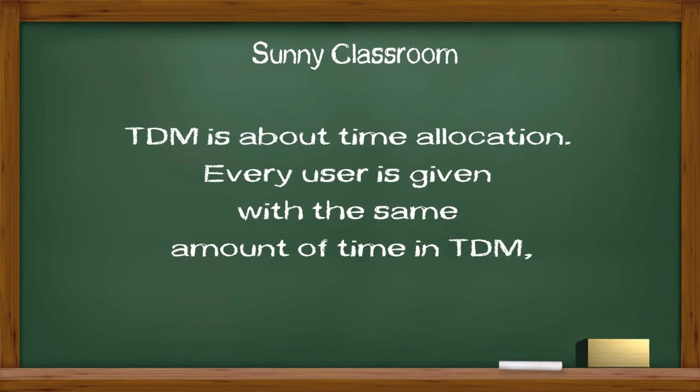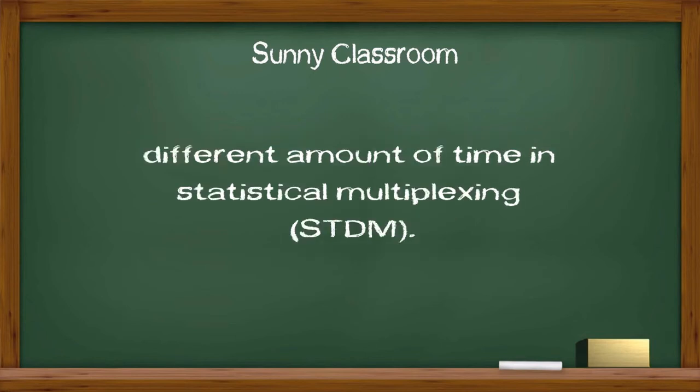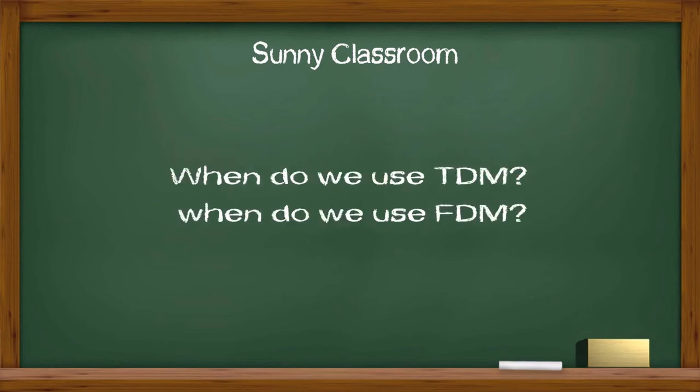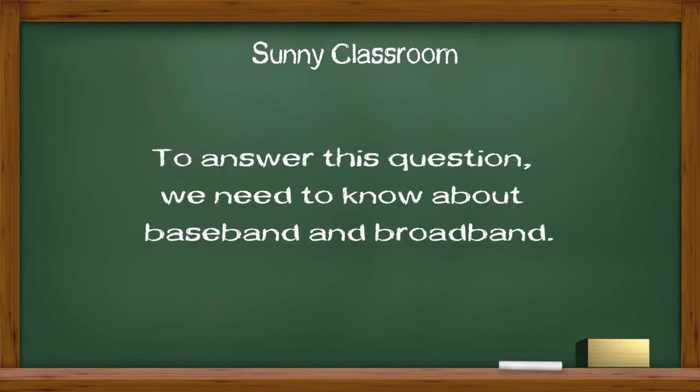TDM is about time allocation. Every user is given the same amount of time in TDM or a different amount of time in statistical multiplexing. You may ask, when do we use TDM and when do we use FDM? To answer this question, we need to know about baseband and broadband.